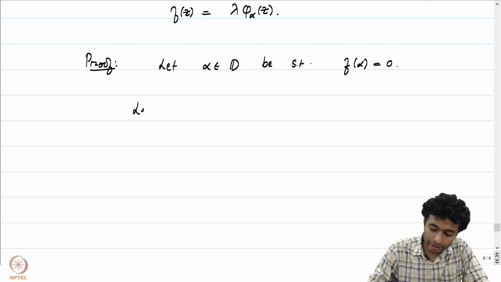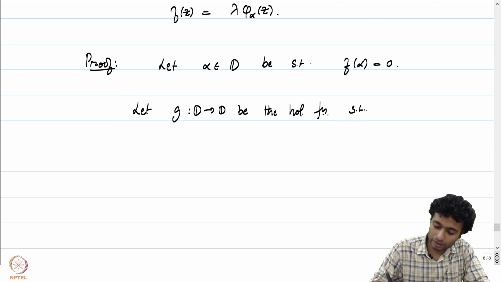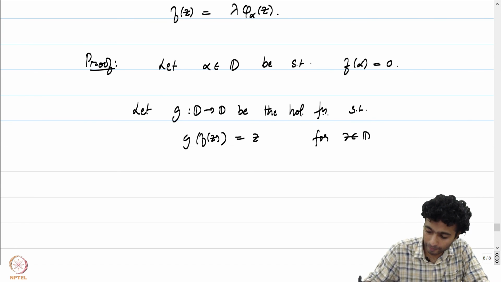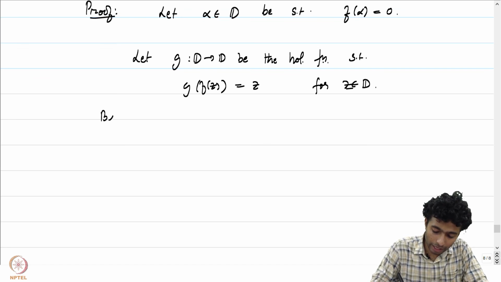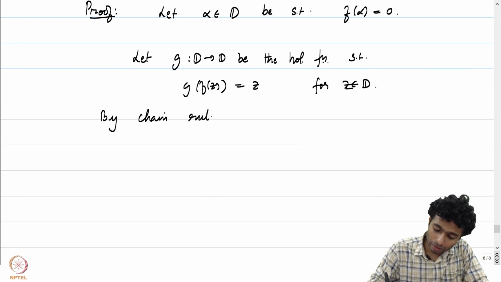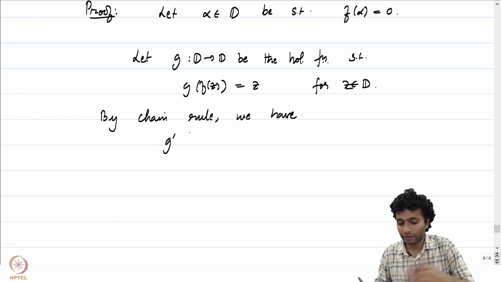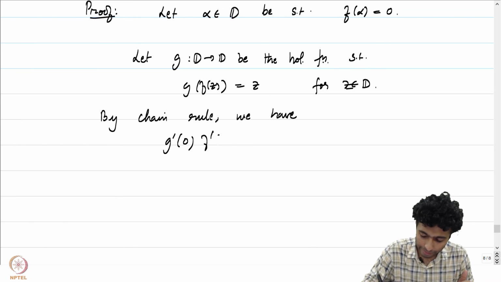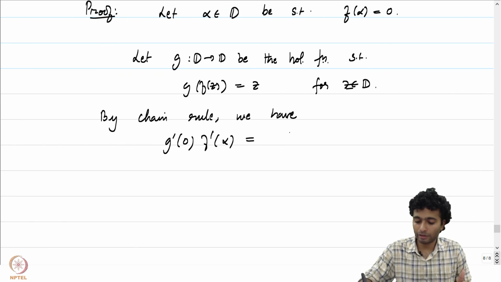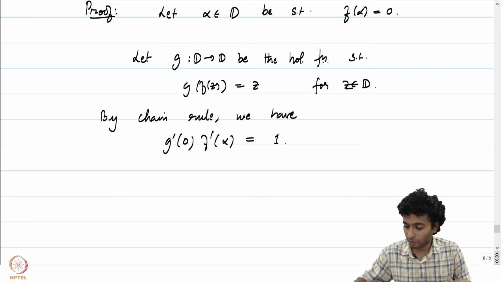Now because it's an automorphism, let g from D to itself be the holomorphic inverse function, such that g(f(z)) is equal to z for z in D. Now what do we have by the chain rule? By the chain rule, at the point α, we have g'(f(α)), which is g'(0), times f'(α). This is equal to the derivative of the constant function 1. So this is precisely what we have.